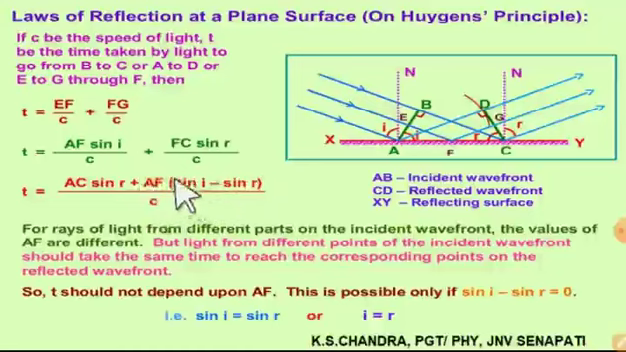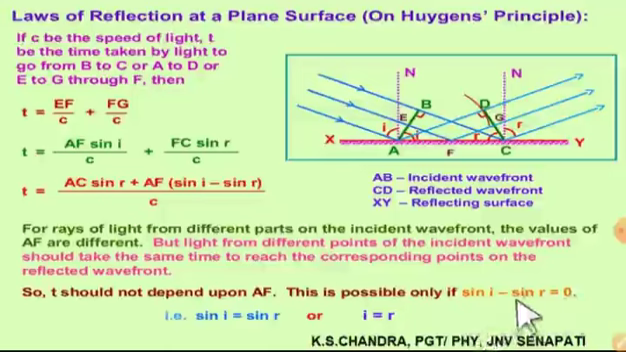AF is there, no doubt. But if the expression within the bracket is equal to 0, then only at that condition will T be independent of AF. Got it? If the bracket is equal to 0, then the whole second term will vanish, right? And then T should not depend on this AF. That is the meaning. So T should not depend upon AF. This is possible only if the bracket is equal to 0. That means sine i minus sine r is equal to 0.